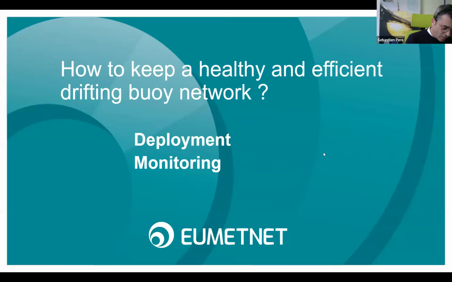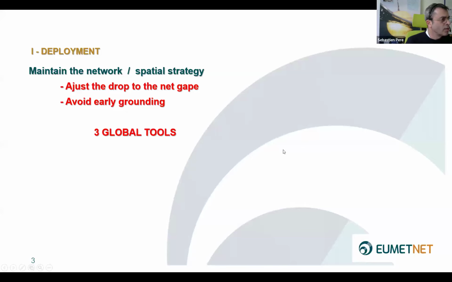First, to keep a healthy and efficient drifting network, choosing the good deployment target is a good base to set up a network, and then monitoring will be the guarantee of data quality. Let's start with deployment policy. To maintain the network, we have to have a special strategy and adjust our deployment to the gaps in the network, and avoid, of course, early grounding to extend the life expectancy of our buoys.